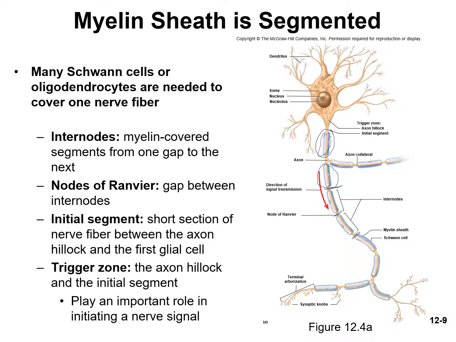So the axon hillock is basically just that portion of the neuron between the soma and the axon. And this is really going to play a critical role in initiating a nerve signal. So this is where an action potential essentially gets propagated and is initially going to be sent down that axon.